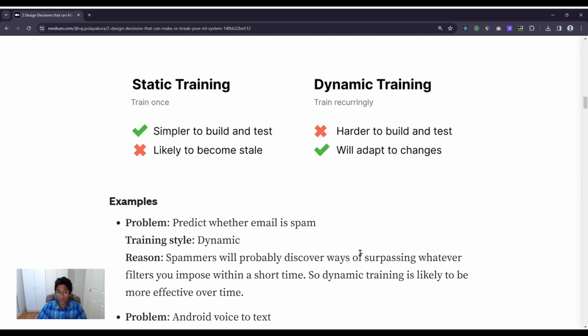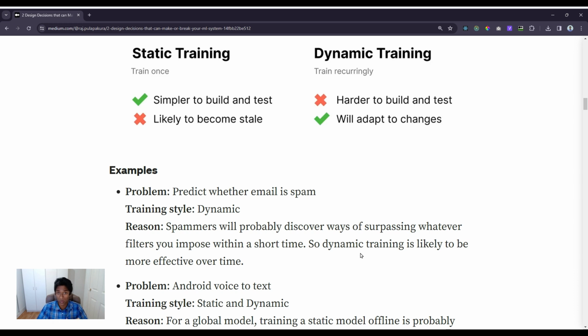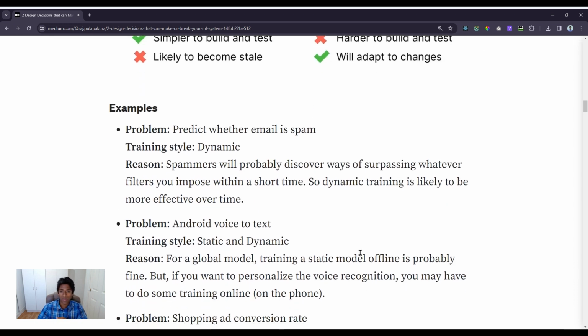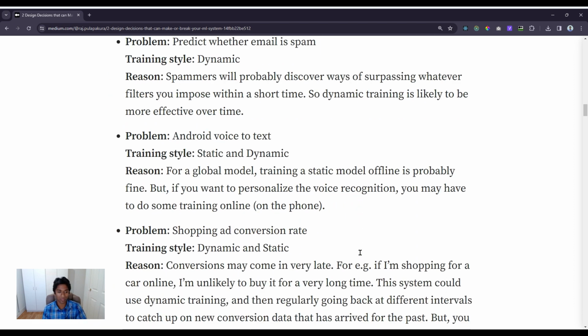Let's go through some examples and see which training style we would use for each of these scenarios. The first scenario is predicting whether email is spam, and the training style we would want to use is dynamic. This is because spammers will probably discover ways of surpassing whatever filters you impose within a short time. So your environment is constantly changing. In other words, spammers are constantly developing new tactics to override these spam filters. So dynamic training is likely to be more effective over time.